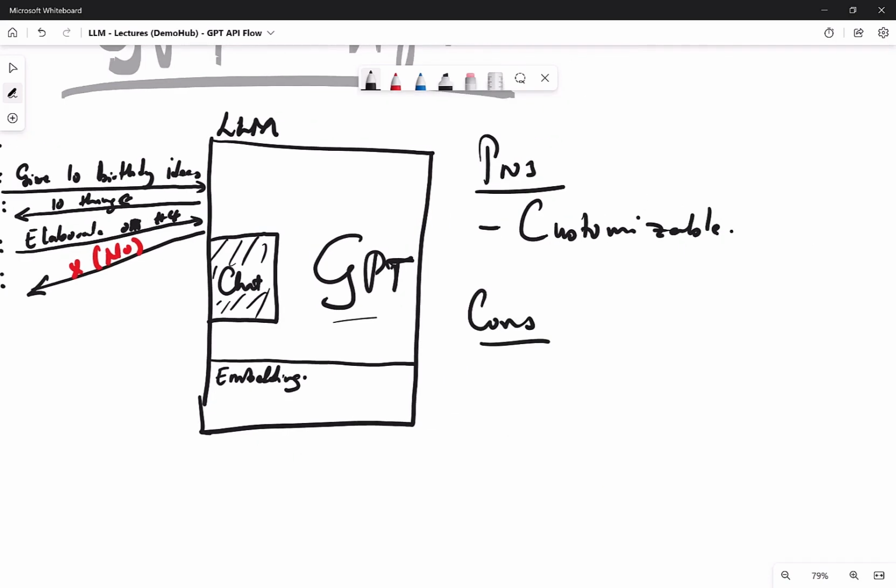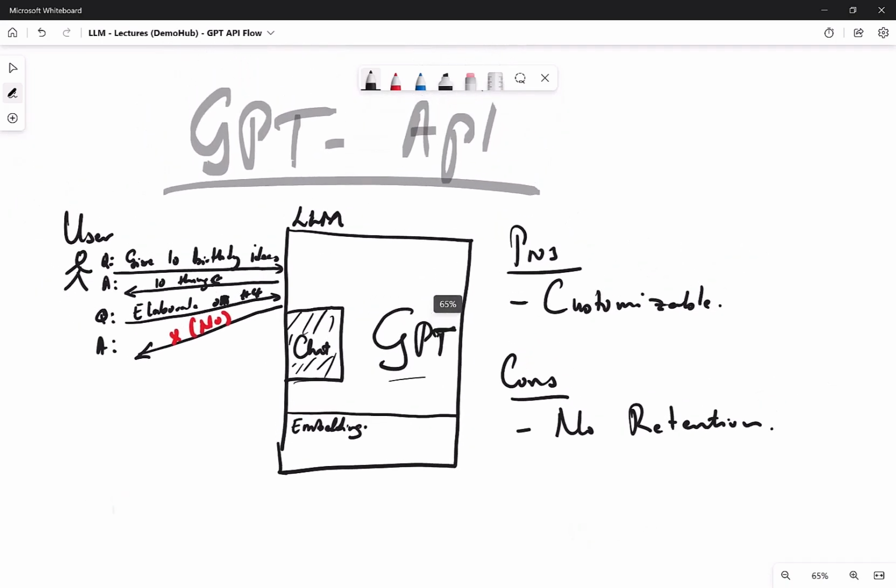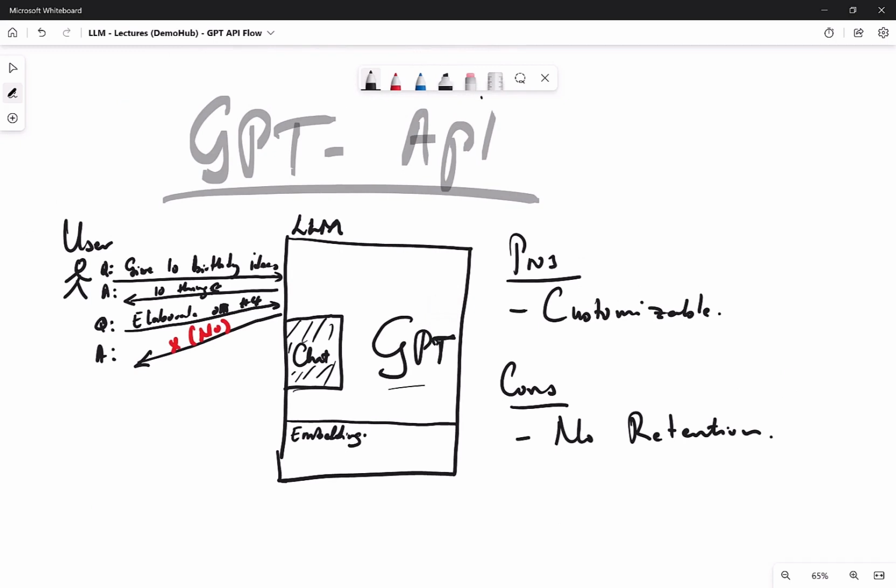The cons, obviously, there is no retention. The API doesn't remember what you said. You ask a question, you get a response. Your next question, you have to give it all the context for that question to be answered. There is no remembering what you said before, which is why folks would tend to love ChatGPT because of the memory. It can retain what you said and follow up based on that. So very powerful. Now, here is just a quick overview of the GPT API. In the next lecture, we're going to talk about how the ChatGPT API flow looks like.